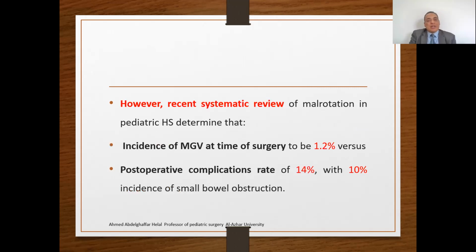However, the recent review of malrotation in pediatric heterotaxy syndrome determines that the incidence of midgut volvulus at the time of surgery was only 1.2%. On the other hand, the postoperative complication rate, if surgery is performed, will be about 14%, with a 10% incidence of small bowel obstruction. So these studies favor a conservative approach, or avoiding surgery, for these types of patients.